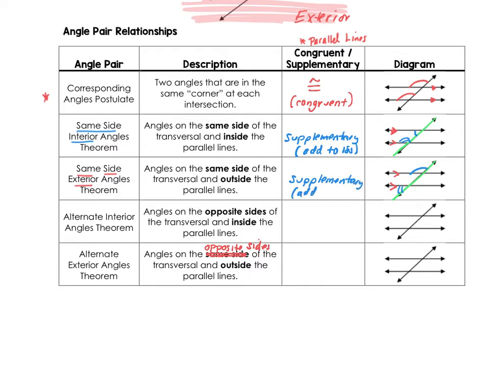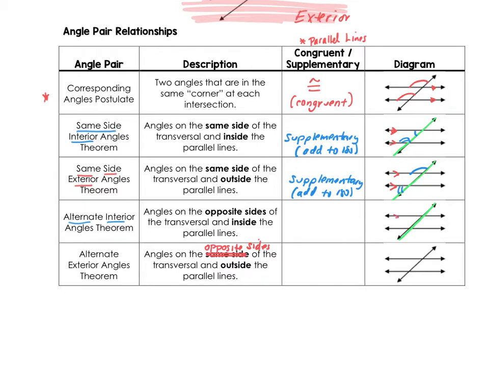And you can kind of see in our picture, one of them is obtuse and one is acute, so they're going to add up to 180. All right, the next one is called the alternate interior angles theorem. Alternate means one on each side of your transversal. I'm going to highlight that transversal.